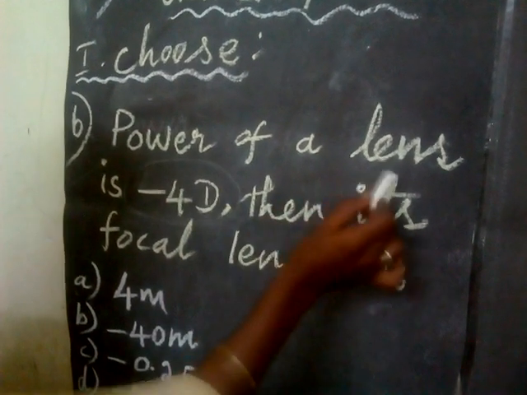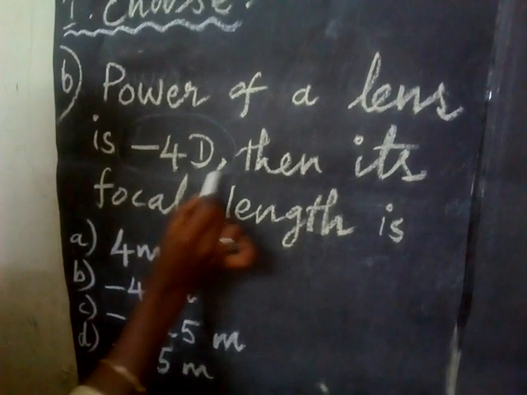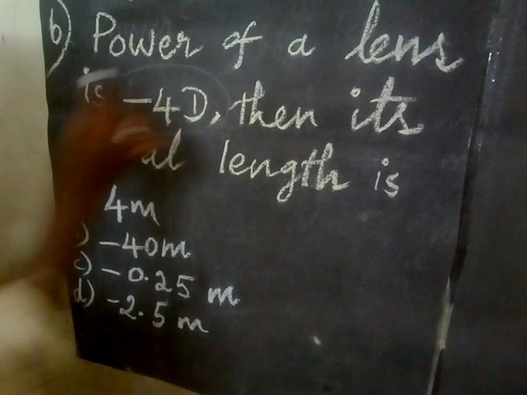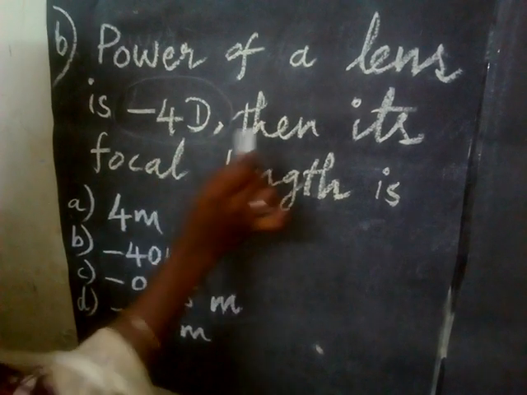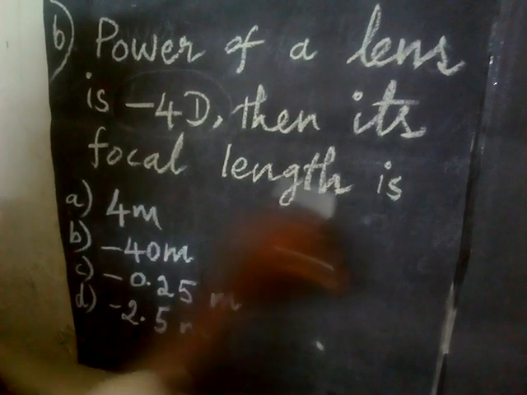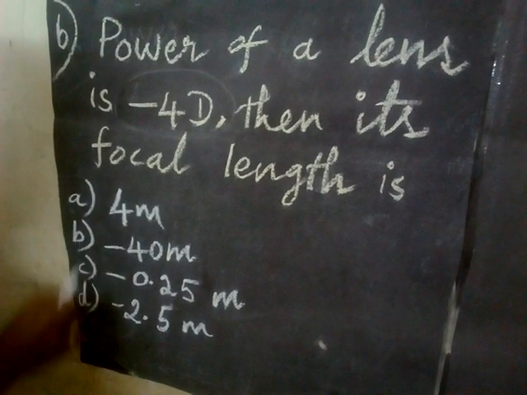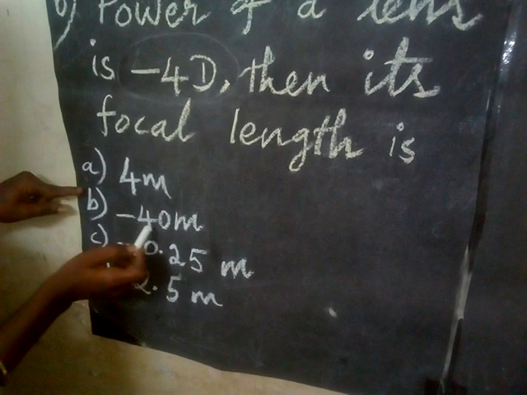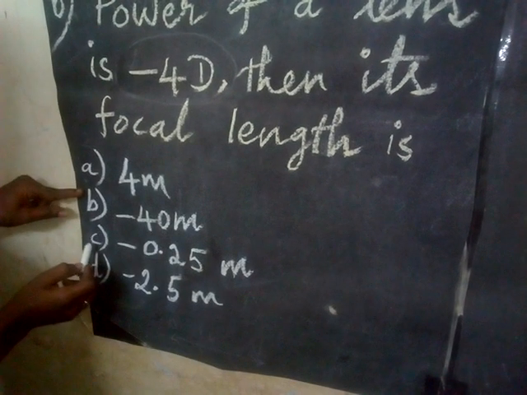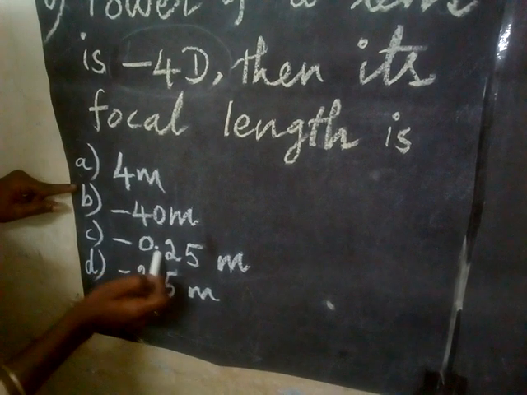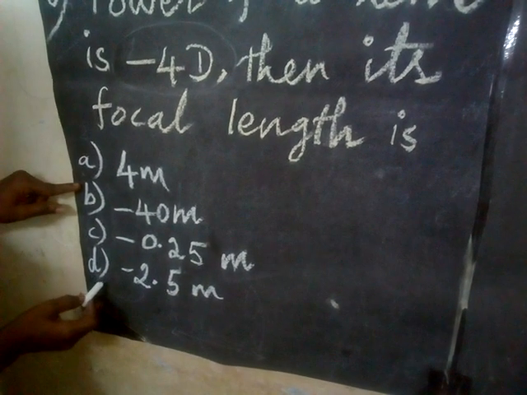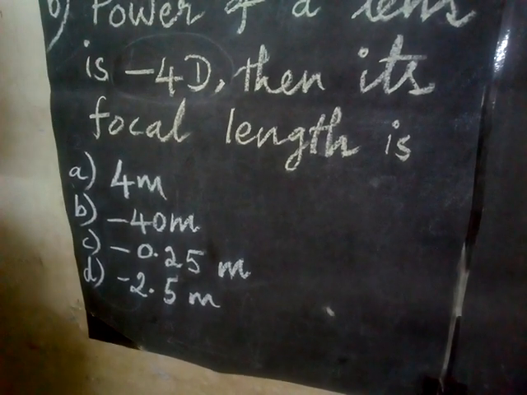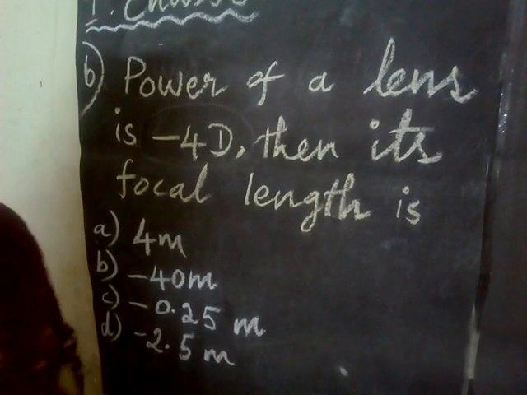The power of a lens is minus 4D, then its focal length is dash. See the options. Option A, 4 meter; option B, minus 40 meter; option C, minus 0.25 meter; and option D, minus 2.5 meter. How can we find this?